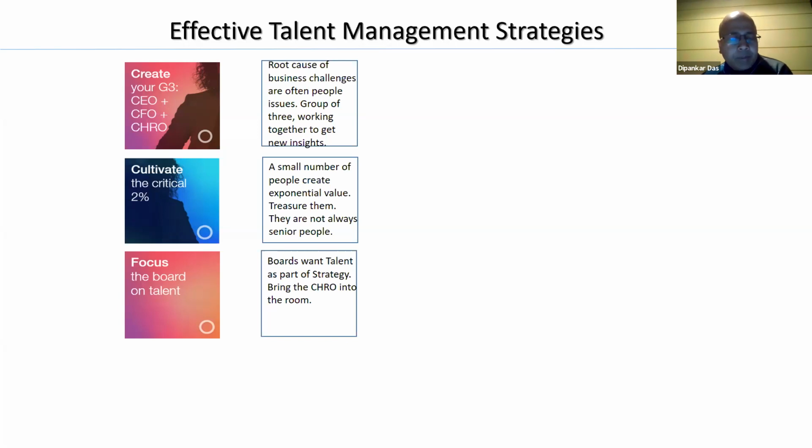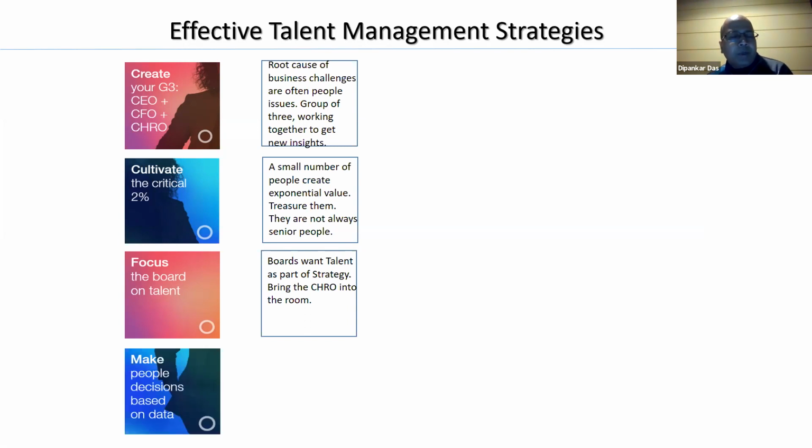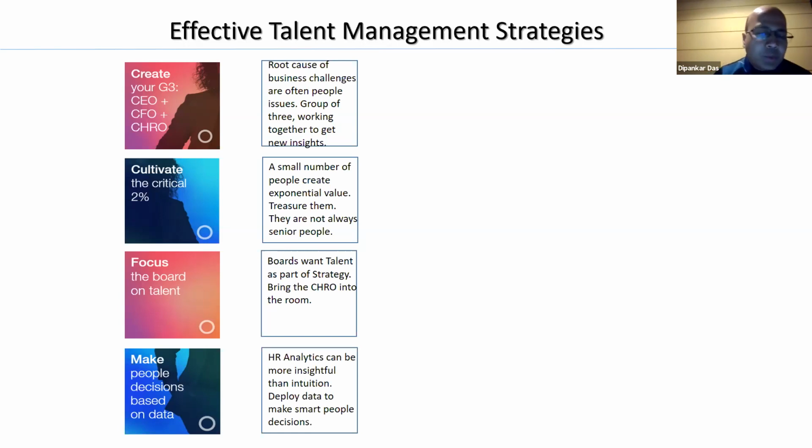One of the companies I worked for, the CHRO made a presentation to the board maybe only once a year, while the board met monthly, but the HR presentation was only once a year. So, which was unfortunate because that showed that they were not that gung ho on talent development, and other things were bigger priorities for them. Make people decisions based on data. So this is very important that HR analytics needs to be insightful, and it is definitely a more useful tool than intuition. So deploy data to make smart people decisions. This is very, very critical. Do not go by gut feel. Do not take decisions on a whim, but it should be based on hardcore data.